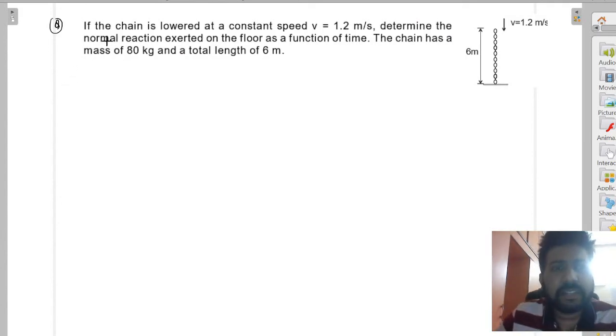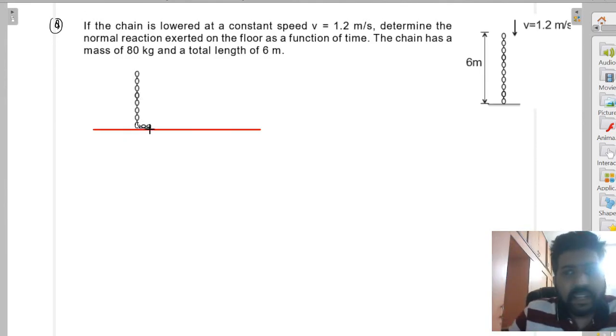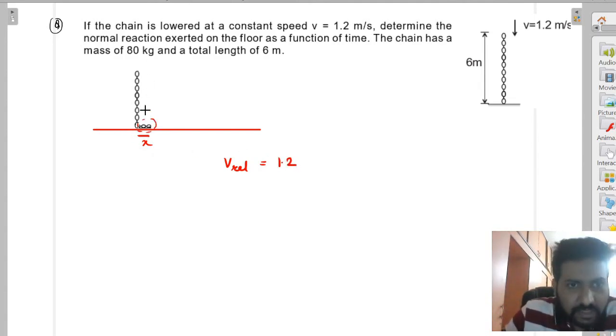In this question it is given that the chain is lowered at a constant velocity v equal to 1.2 meter per second. Determine the normal reaction exerted on the floor as a function of time. The chain has a total mass of 80 kg and the total length of the chain is 6. Let at any instant the chain have fallen by a distance x. Again the relative velocity this time is 1.2, and this is the system with mass continuously getting added to it.